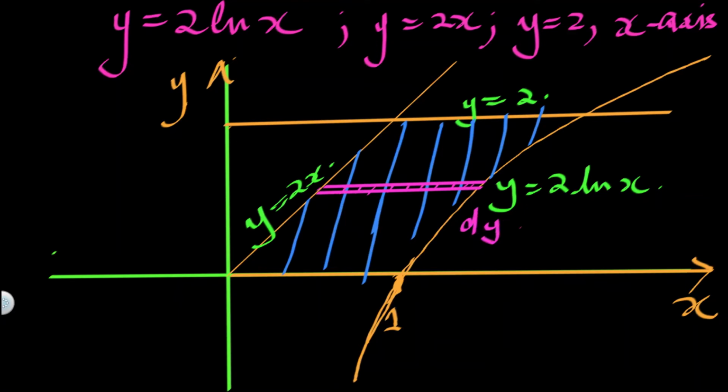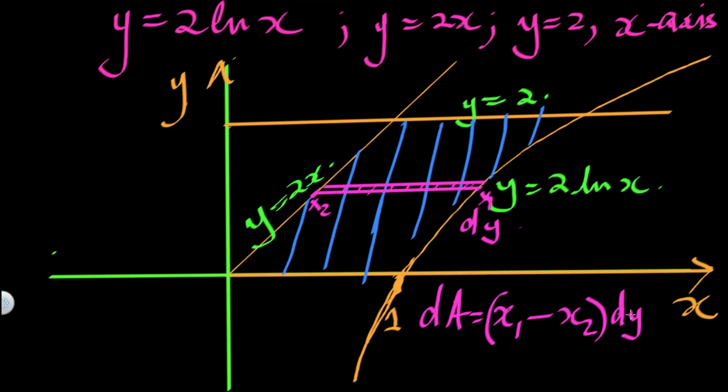So dy is the thickness of the strip, and the length of the strip is x1 minus x2, the x here. So we have x1 here, we have x2 here, such that if I want to talk about the differential area element of the strip, it is actually dA. So dA is equal to x1 minus x2, this is the length, times dy, which is the breadth of this strip. So this is the differential area element.